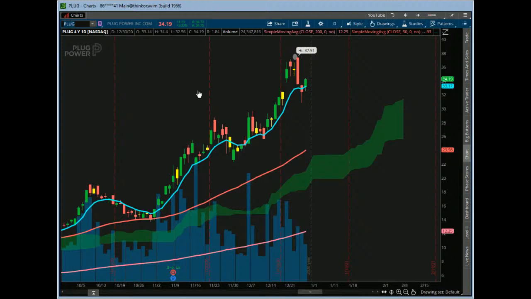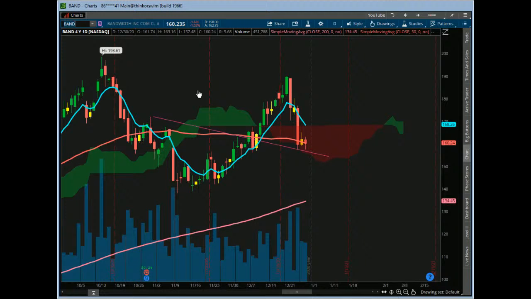Again, Plug too. A lot of these names kind of pushed down a little bit. Wow, Plug is pushing after hours here too. So very, very nice on that one. And Band, well, it could be a double pause day. Just be careful, it's kind of retesting that geometric line. A breakdown below that line, and the cloud could see some more downside. So good stuff.